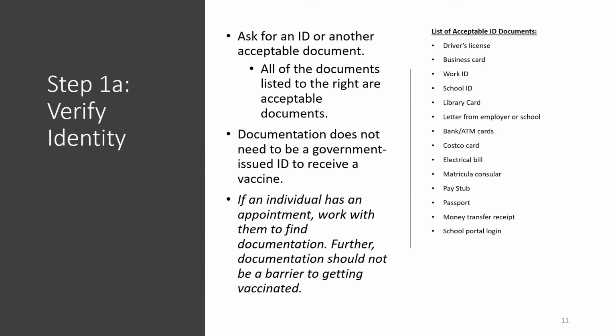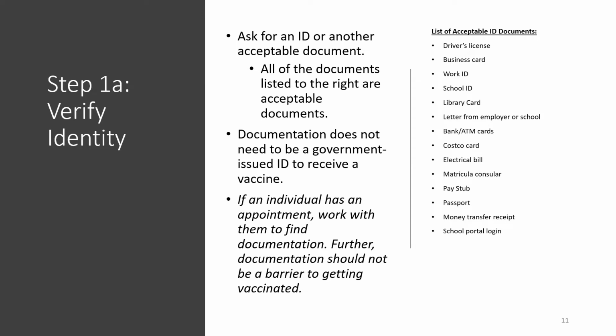The first step to checking in a patient is to verify their identity. Ask the patient for any form of ID that has their legal name on it. Please note that some patients might not have a driver's license or a state-issued ID. Reasons for not having a government-issued ID could include an individual who is undocumented, unhoused, or a variety of other issues. Please work with the individual to help them find documentation. Not having a government-issued ID should not be a barrier to vaccination.